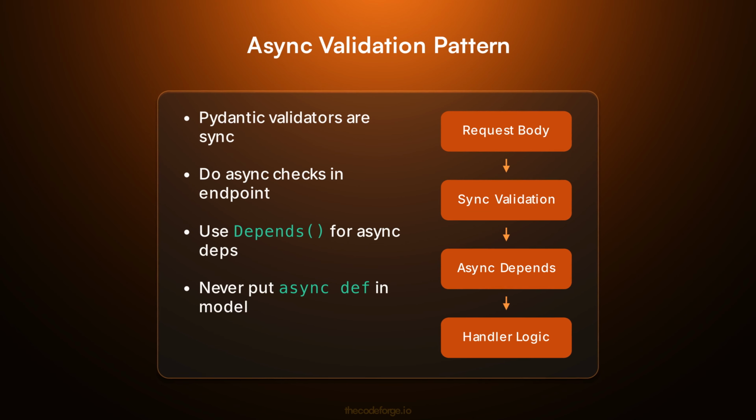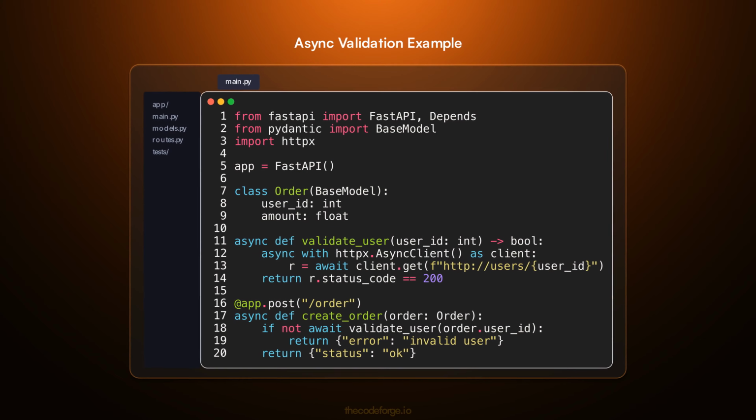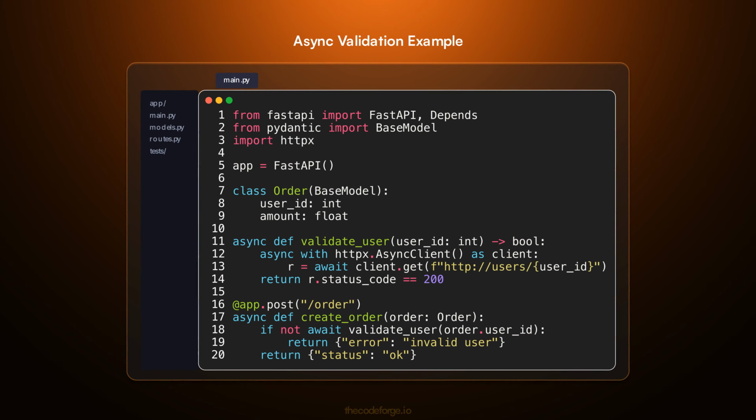Pydantic validators are synchronous. For async checks like database lookups, do them in the endpoint or via Depends. The async validation happens after the body is parsed. This keeps the event loop responsive.